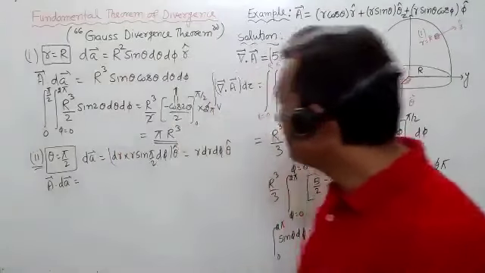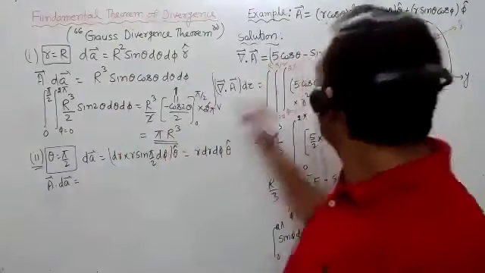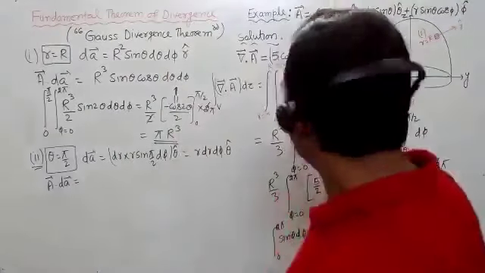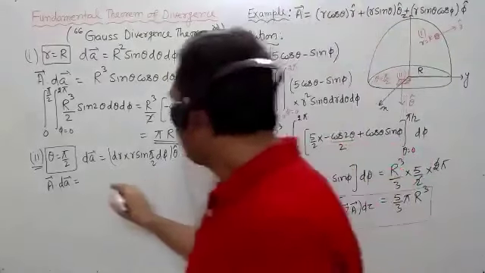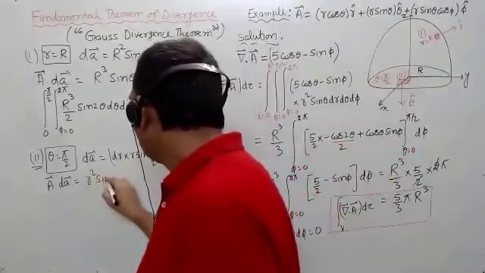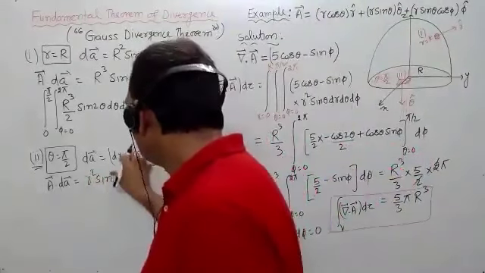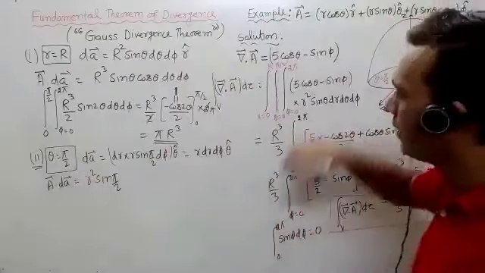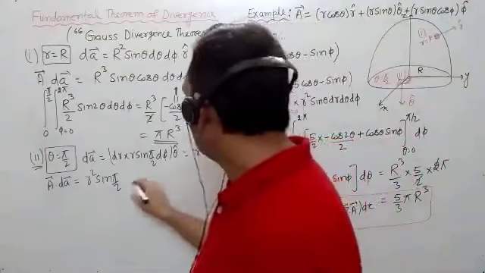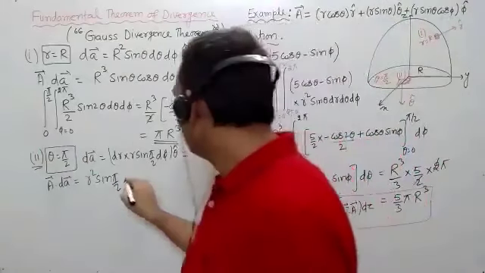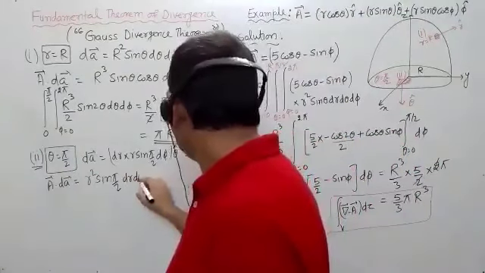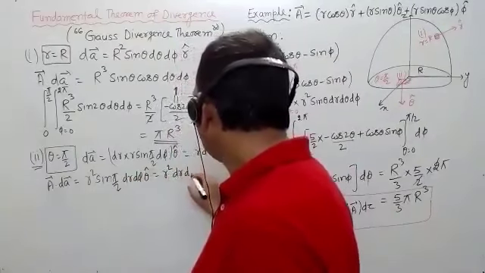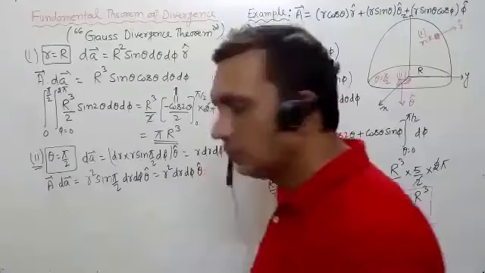So in this case, A dot dA, you have to take dot product with theta cap. So this will be r square sine theta. Again theta is pi by 2, so put pi by 2, because wherever you have theta, you have to put pi by 2. So r square sine pi by 2, dr d theta, d phi theta cap. So r square dr d phi theta cap.